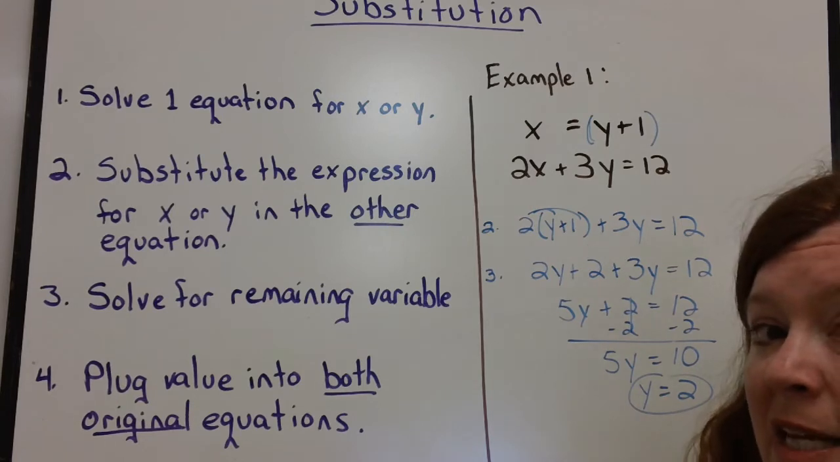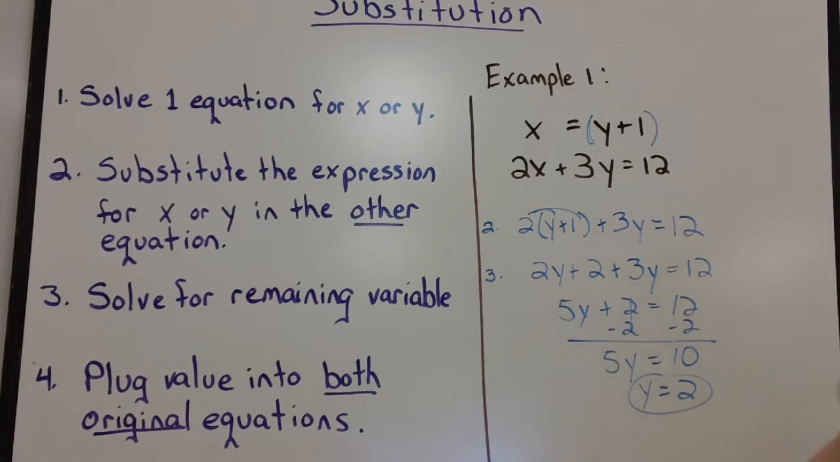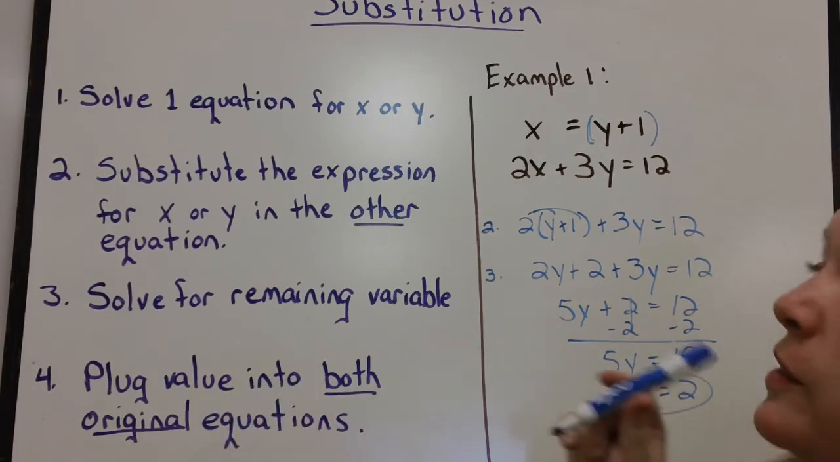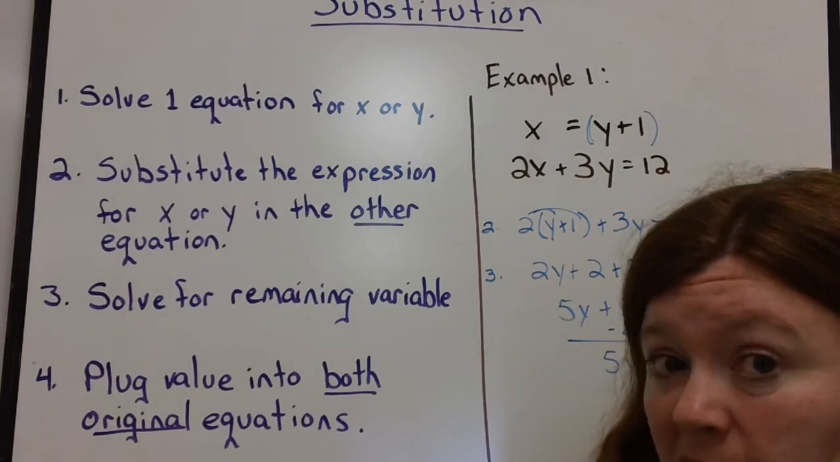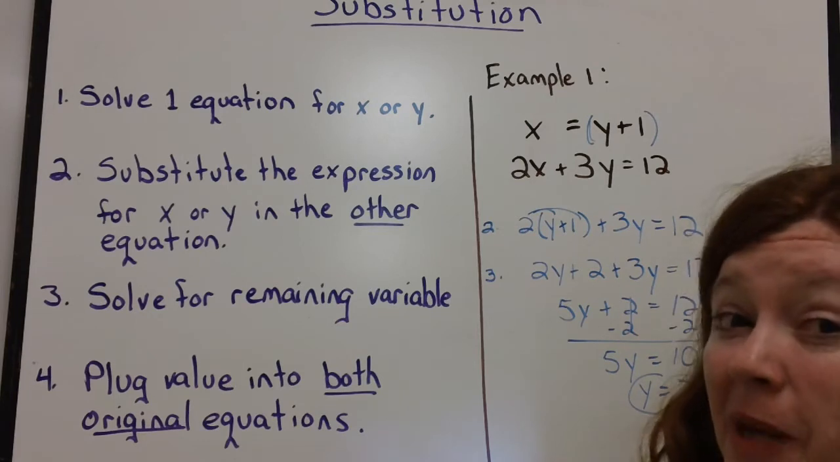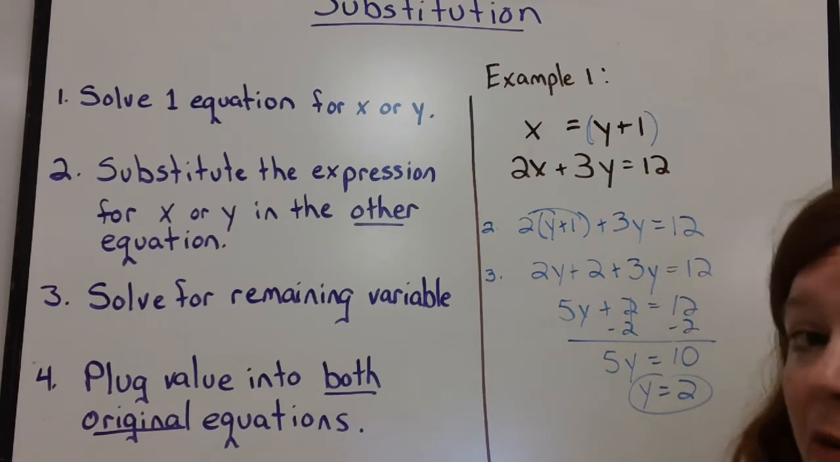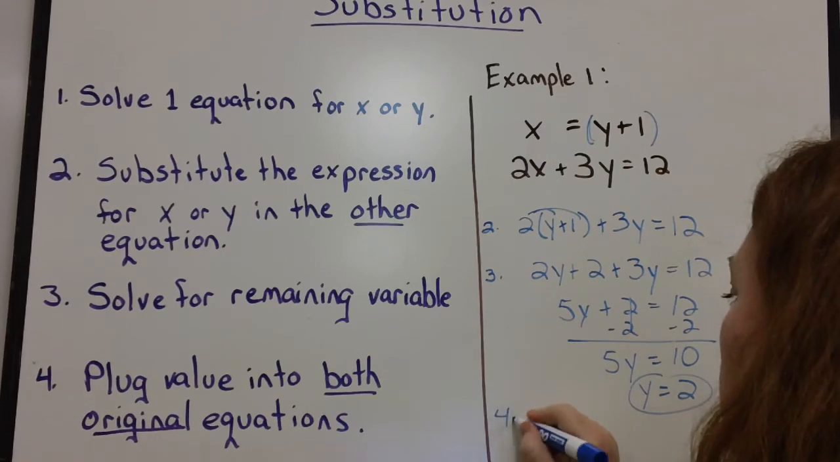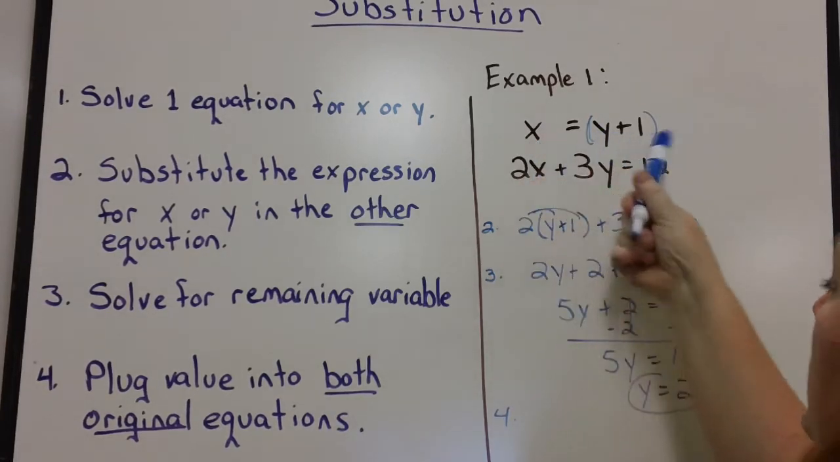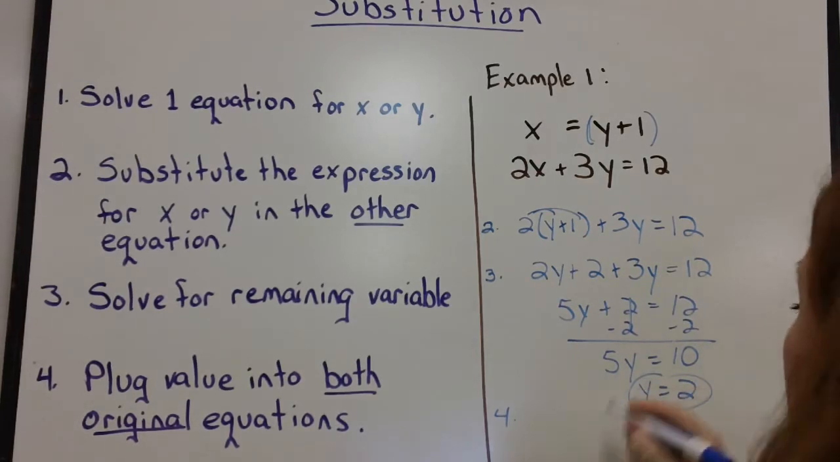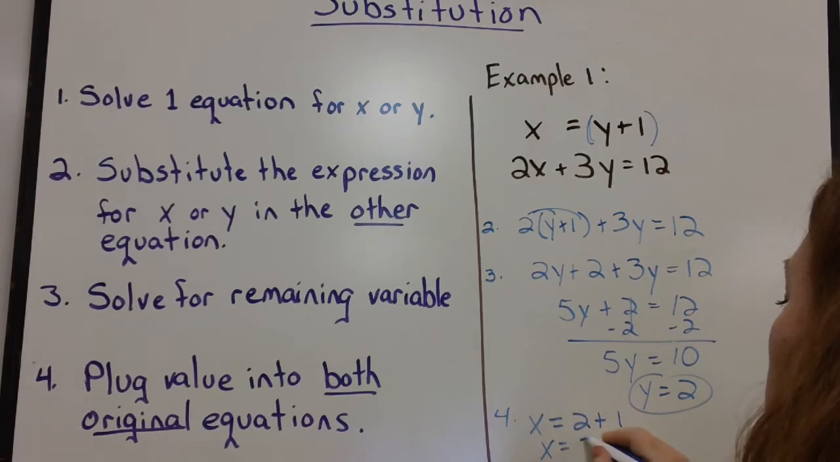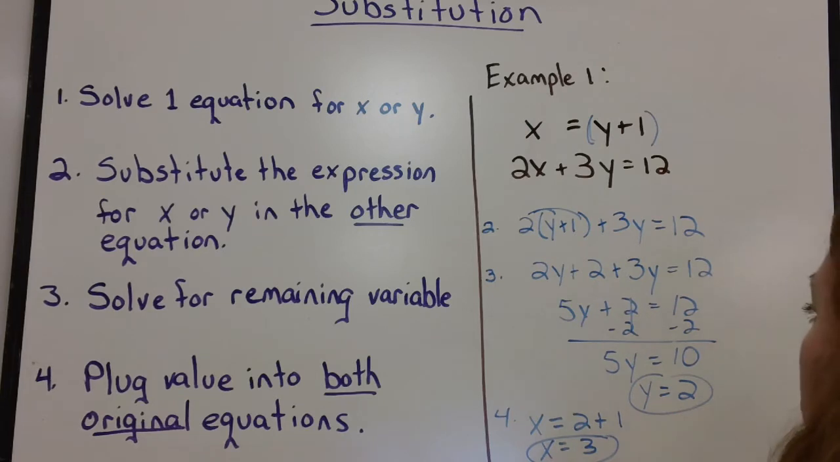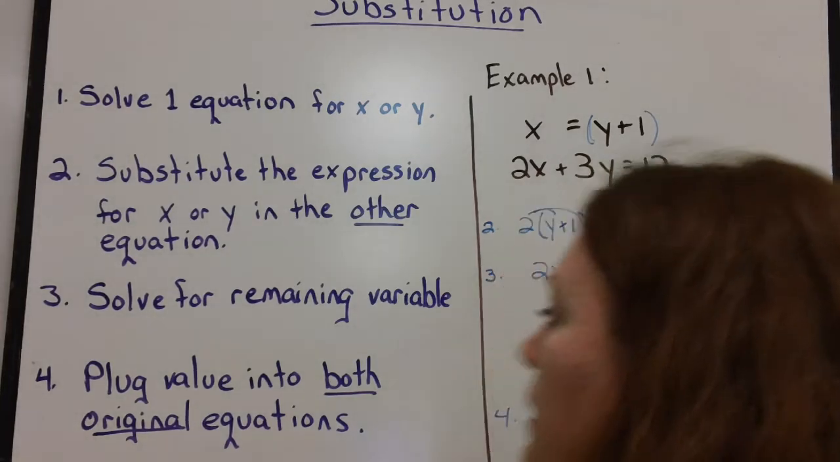I'll explain the original part on the next example, but for right now, we want to plug that value into the original equations. To get an answer, I only have to plug it into one of the equations. But to check my answer, I need to plug it into both and make sure I get the same thing for both equations. So, step 4, I'm going to take the first equation and plug a 2 in for y. X equals 2 plus 1, which is 3. Now, this isn't my answer though. My answer should be a point.